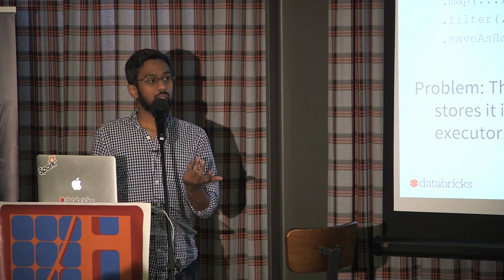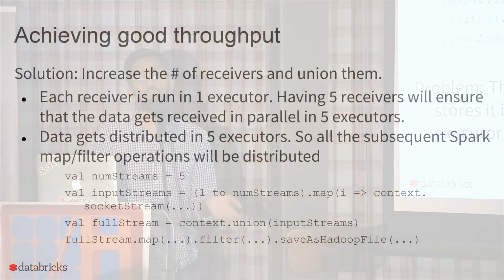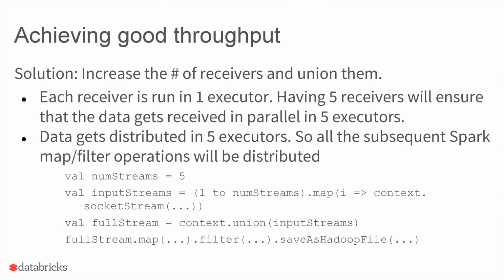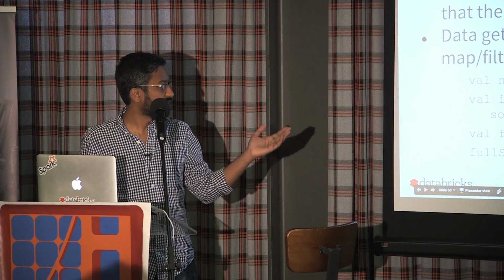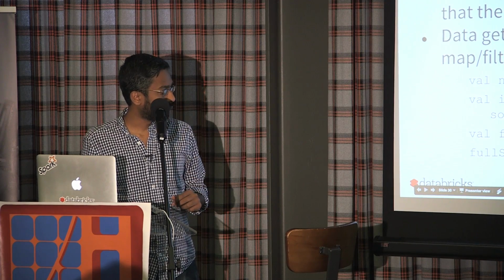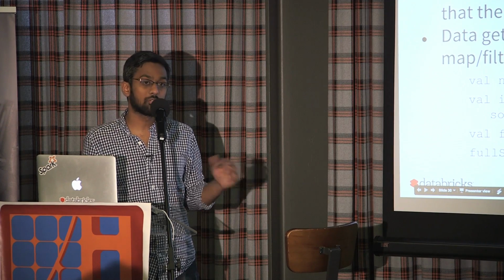The one thing with that is repartition causes a shuffle, so there is still some performance overhead. A neater way of handling this would be to increase the number of receivers and then union them. For example, instead of having one receiver, you can have 5 receivers running on 5 executors in parallel, receiving the data, and then the further operations have more distribution across the cluster. So this is an example where you create 5 input streams from the socket, and then you can do a context.union of all those streams.